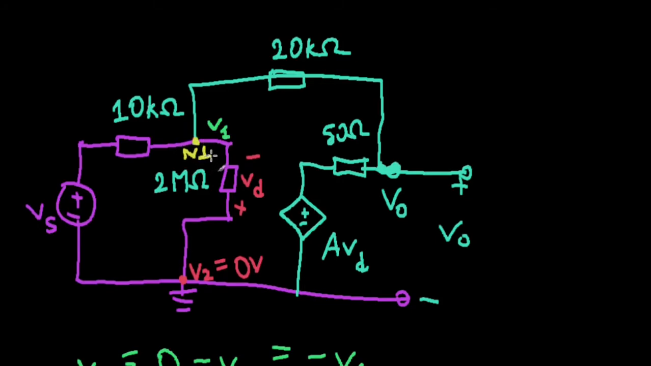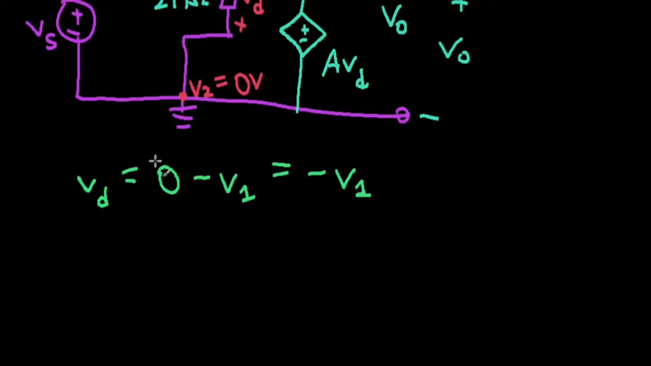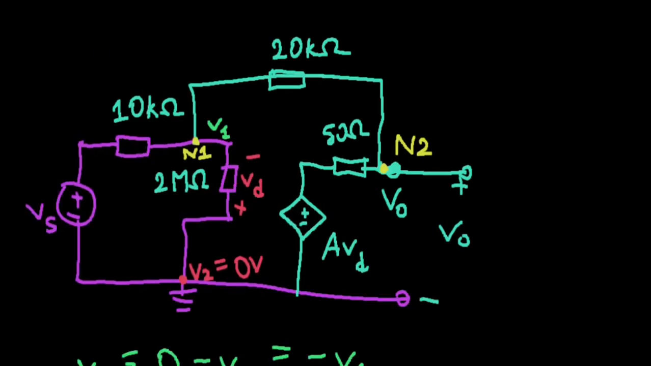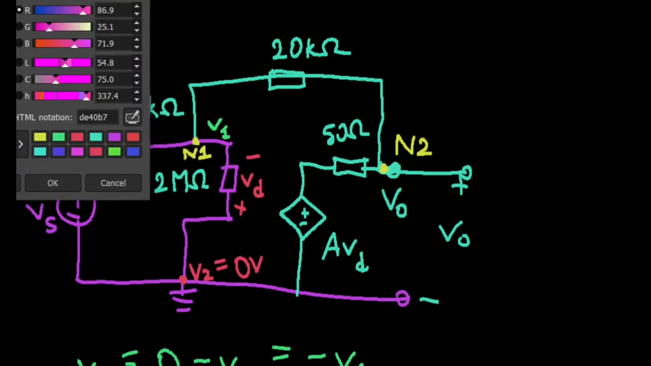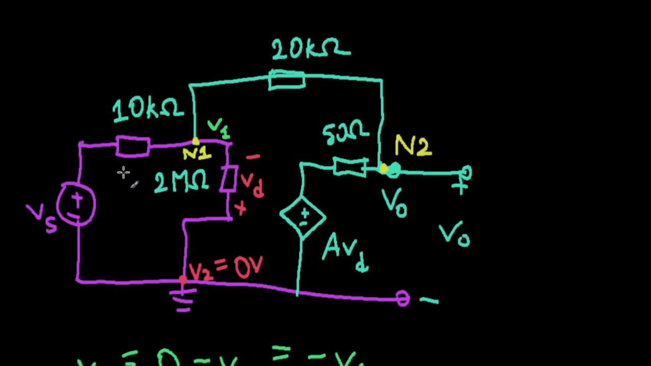Let's say this is your node 1, and this is your node 2. Let's try to do a nodal analysis. Let's first apply KCL at node 1. First I'll label the currents just to make things clearer. At node 1, suppose we have a current entering from here, and a current exiting from here.